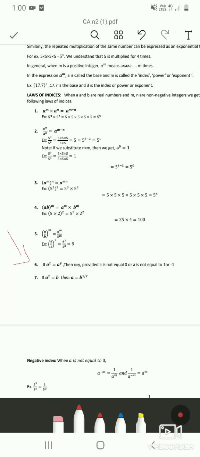Okay, the next law is, if a power x equal to a power y, then x equal to y, provided a is not equal to 0 or plus 1 or minus 1. Here you can see the base is the same. So if a power x equal to a power y, then you can easily say that x is equal to y. So the next law is, if a power x equal to b, then a equal to b power 1 by x. So you have to remember these formulas or laws.